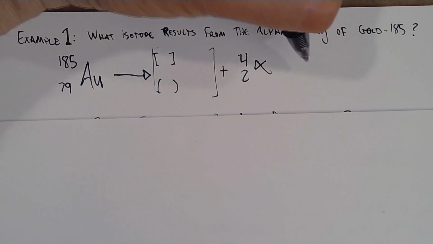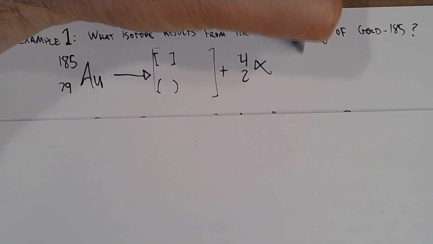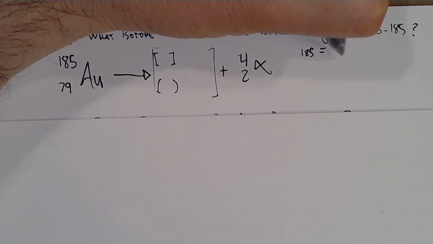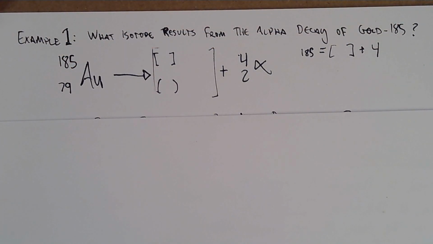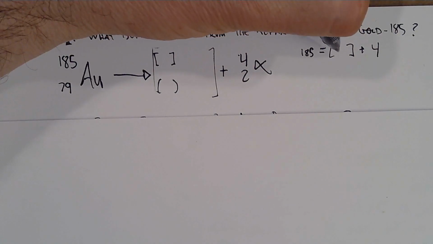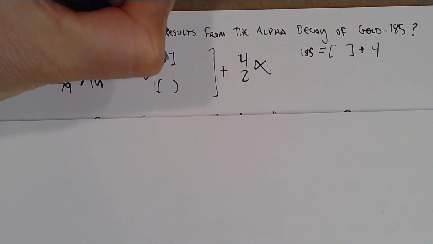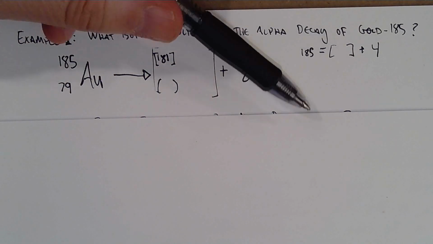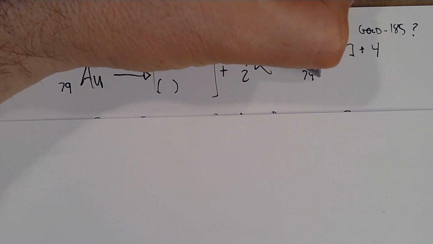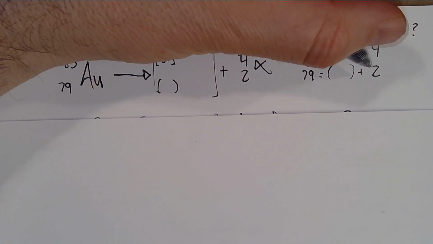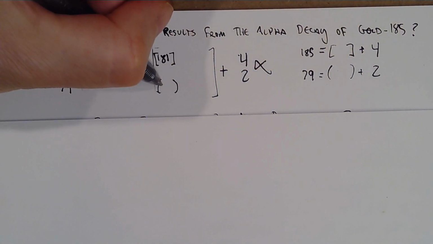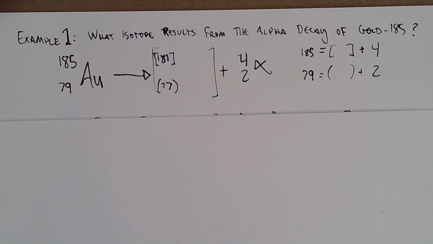So over here, we just want to ask ourselves conservation issues. So we have 185 has to equal some number plus 4. All right, so 185 minus 4, that's got to be 181. 181 makes that statement true. On the bottom, we have 79, and we have 2. So 79 minus 2, the answer to that is 77. So we're going to take a quick look at our periodic table and see if we can figure out what numbers make those balance out.